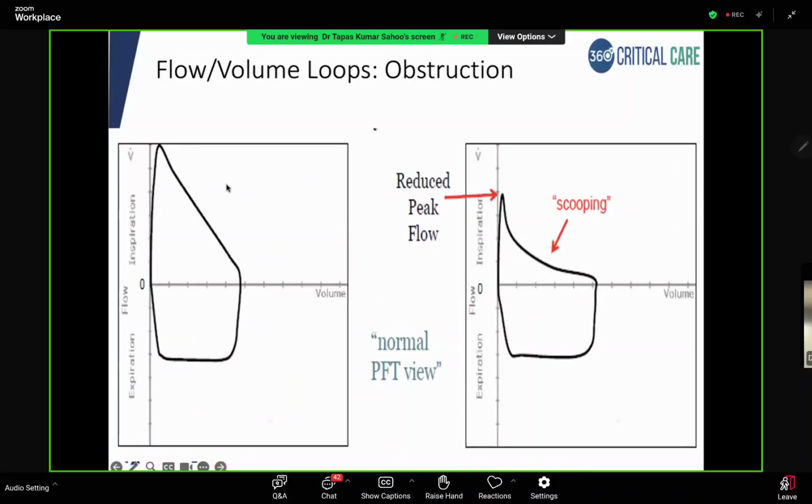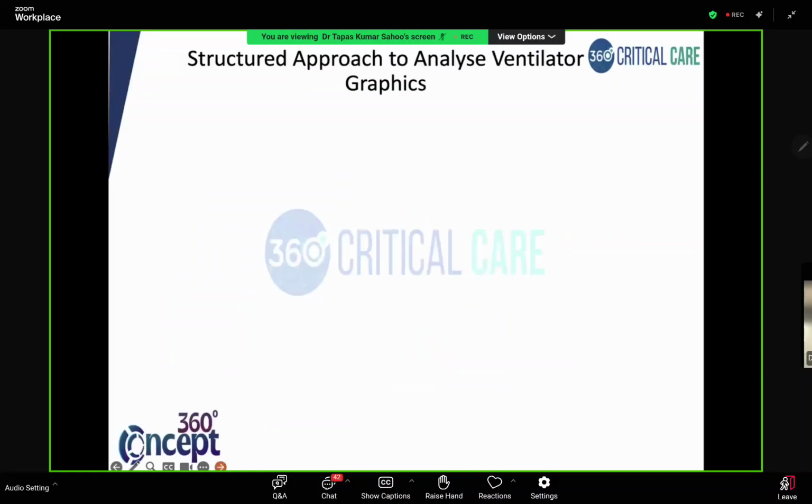Now, if you are getting obstruction in the flow volume loop, you will get a reduced peak flow and there would be scooping here. So that means definitely obstruction is happening, and this is the normal PFT view. So if the examiner asks you what would be the normal thing, the normal thing is like this.